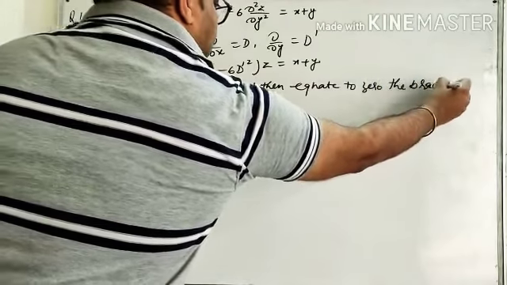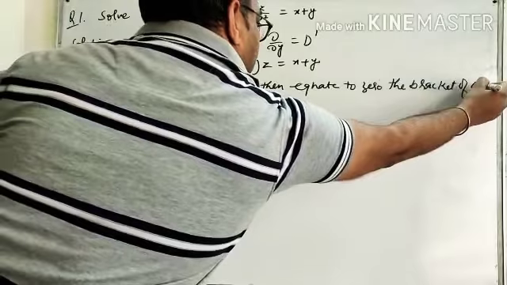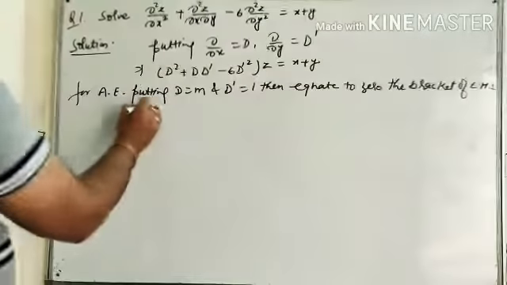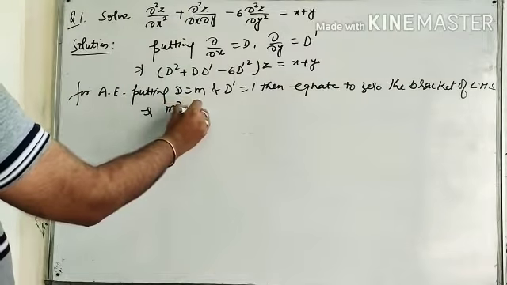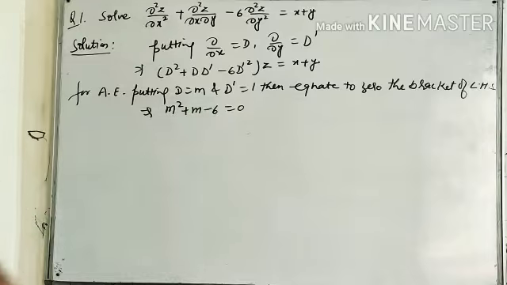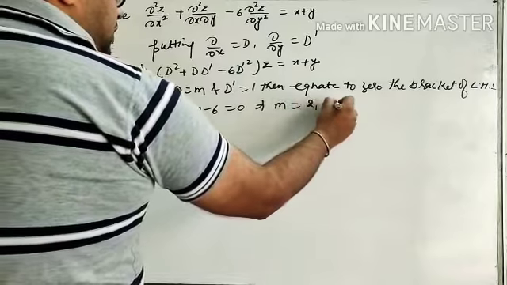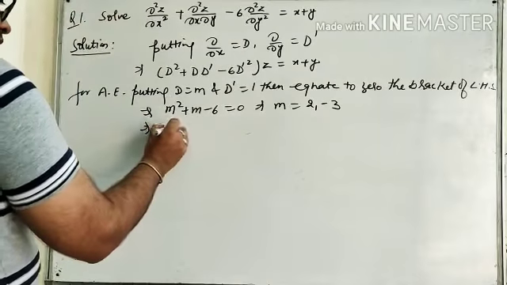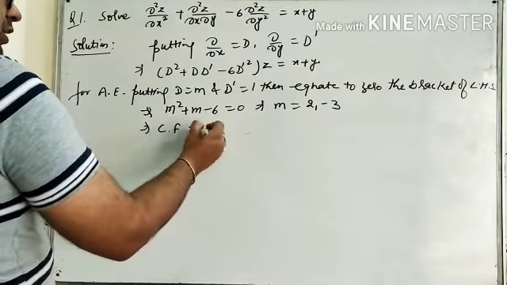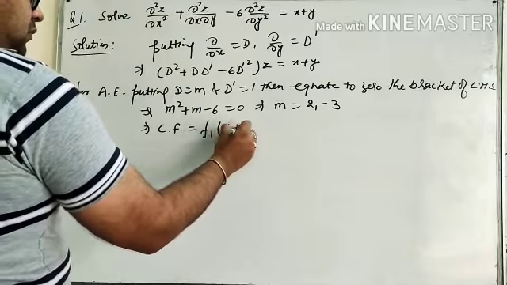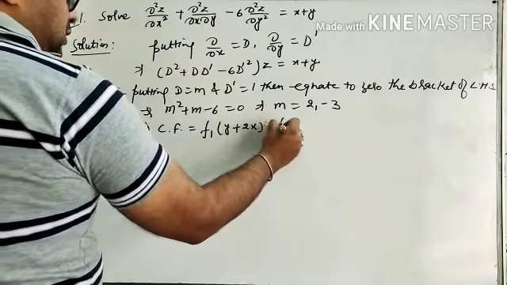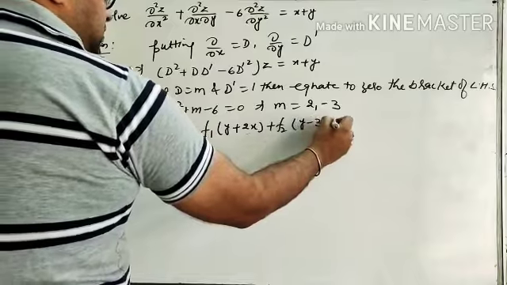then equate to 0 the bracket of the L.H.S. So what do we get? m square plus m minus 6 equals 0. This is a quadratic equation, so we can solve it. After solving, we get two roots, 2 and minus 3. So the CF for the partial differential equation is f1(y plus 2x) plus f2(y minus 3x).